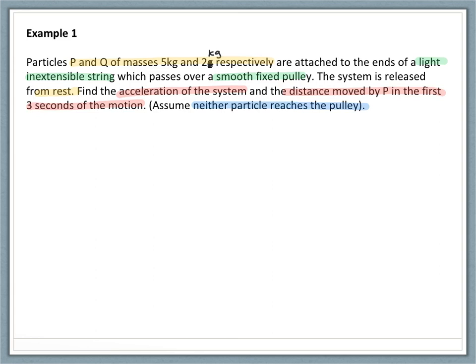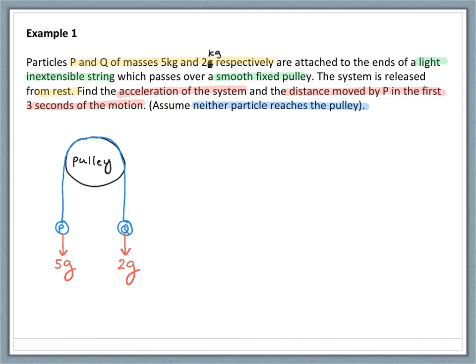So the first thing that we're going to do is draw a force diagram. So here's my pulley, and there'll be a string that passes over the pulley, which is attached to 2 particles, let's say P and Q. Now let's include some forces in our diagram. P has a mass of 5 kilograms, so it has a weight acting downwards of 5g. Q has a mass of 2 kilograms, so weight of 2g acting downwards like so.